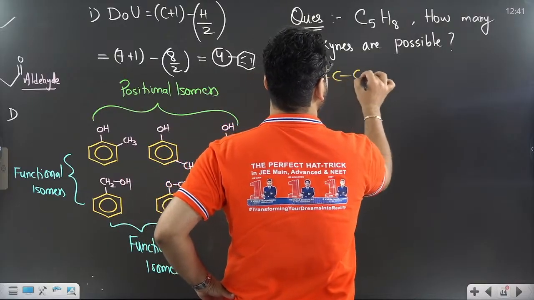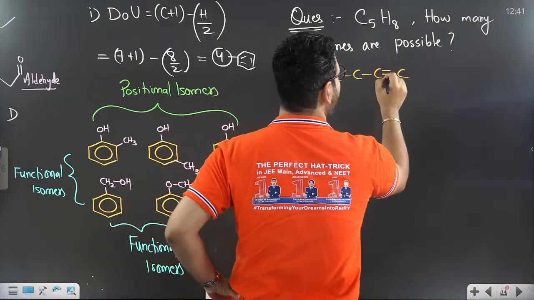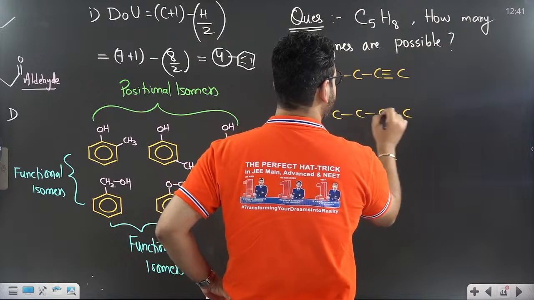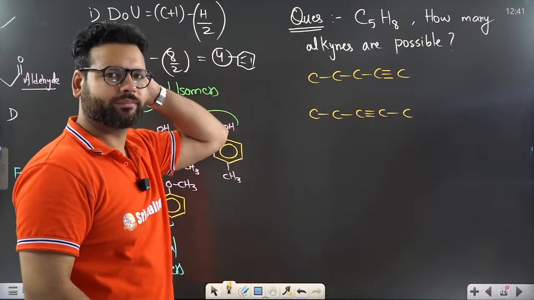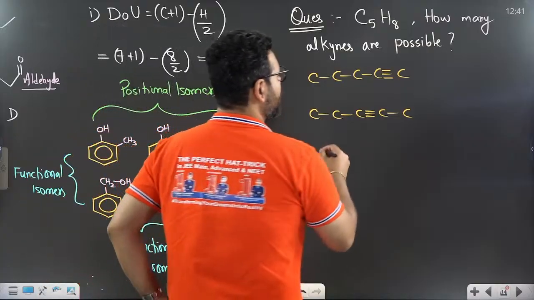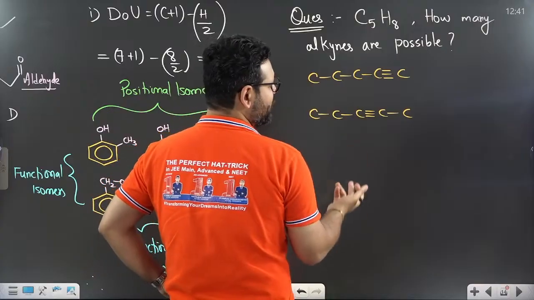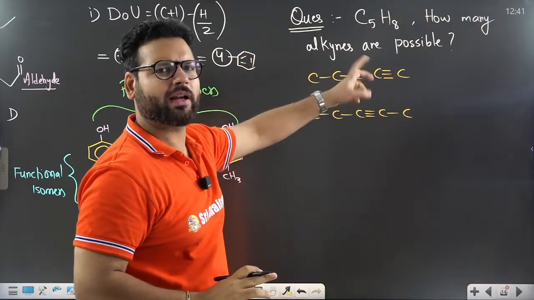First, the longest chain of 5 carbons. I can keep a pent-1-yne, or I can make a positional isomer of it, which is pent-2-yne. Pent-1-yne, pent-2-yne. Then, you know, C5 alkane can be pentane, isopentane, and neopentane. This was pentane. In pentane, 2 positions are possible for the triple bond: pent-1-yne, pent-2-yne.